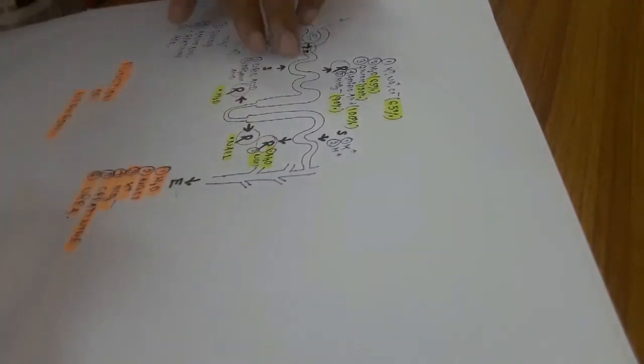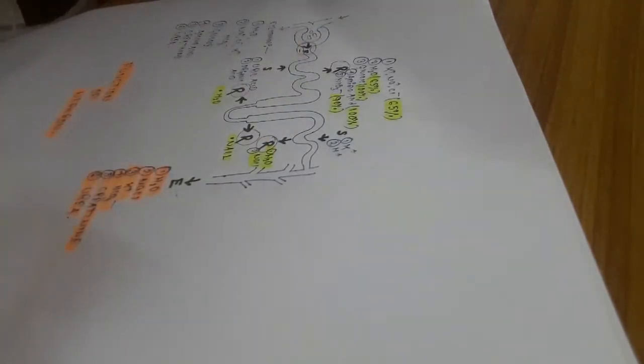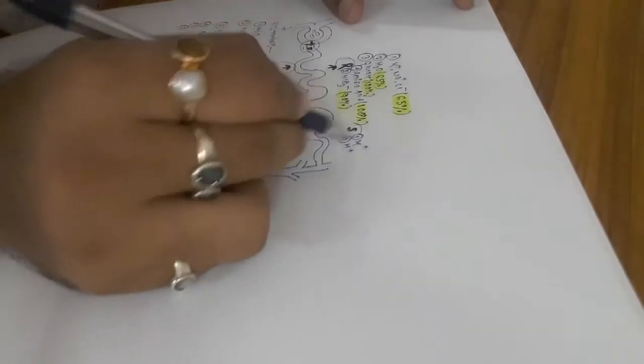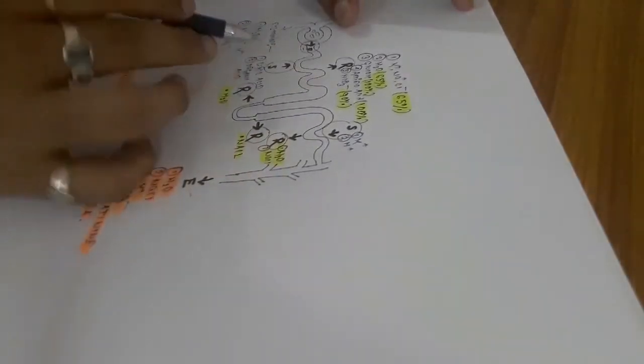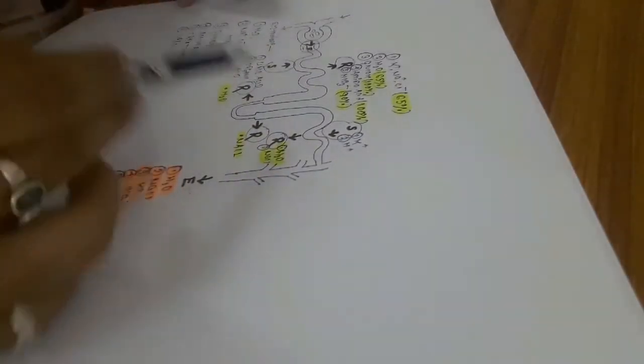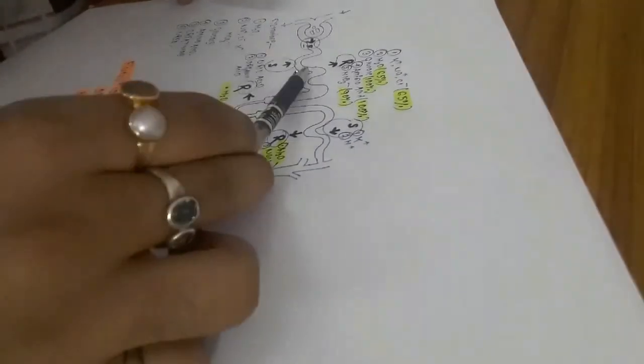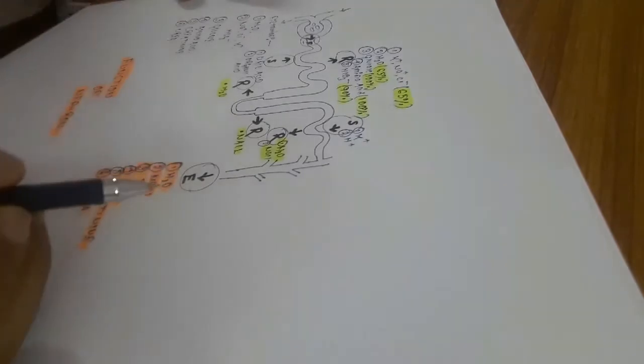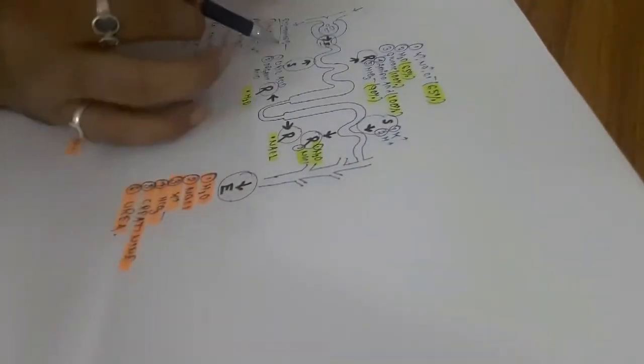Reabsorption means the substances that are reabsorbed into the blood vessels from the nephron. That is called reabsorption. And here S stands for secretion. Secretion means the substances that are secreted from the blood vessels into the nephron. These are called secretion. And E stands for excretion. So let's start with filtration.